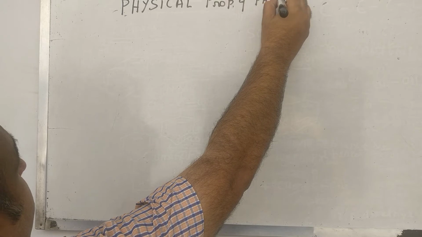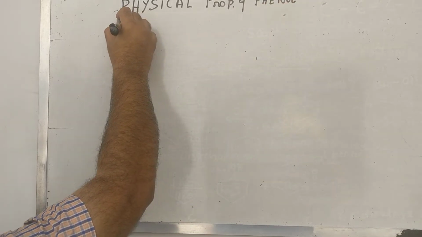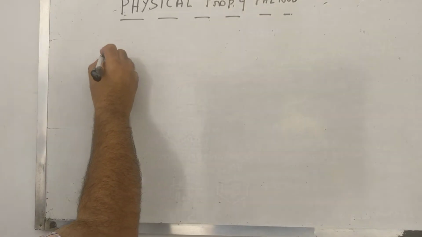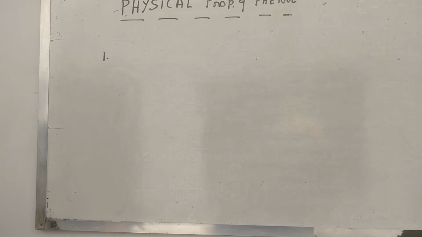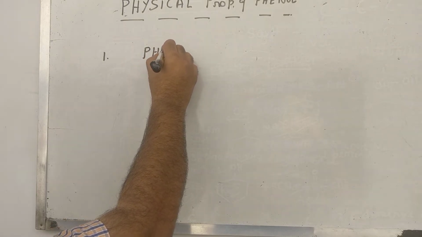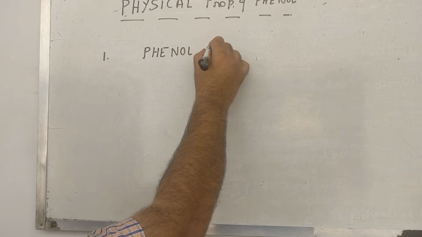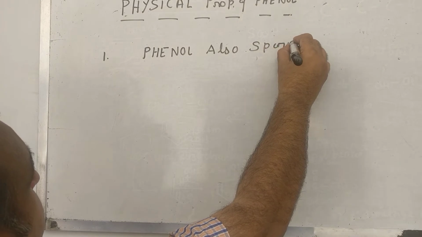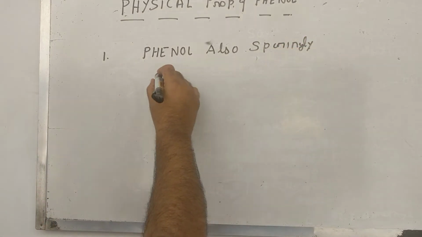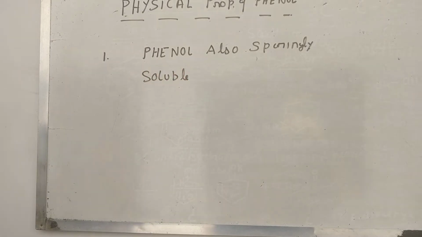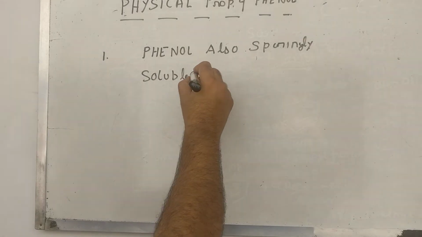The first property we can discuss is regarding its solubility. Phenol is an organic compound, so it dissolves in organic solvents like ether, alcohol, etc. But phenols are also sparingly soluble. Sparingly means less soluble. Sparingly soluble in water. Apart from dissolving in organic solvents like ether and alcohol, it is sparingly soluble in water.